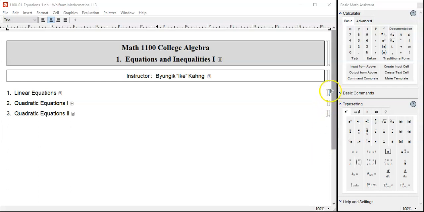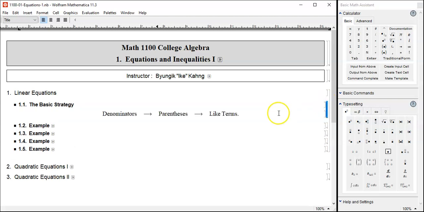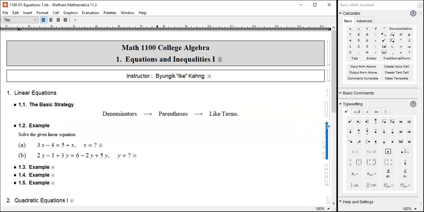Alright, let's begin linear equations. And please remember this basic strategy. Denominators first, and then parentheses, and then like terms. What do I mean by these? Here's an example. Okay, let's solve this linear equation.